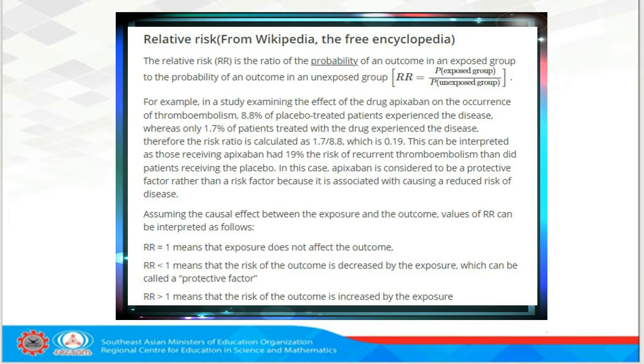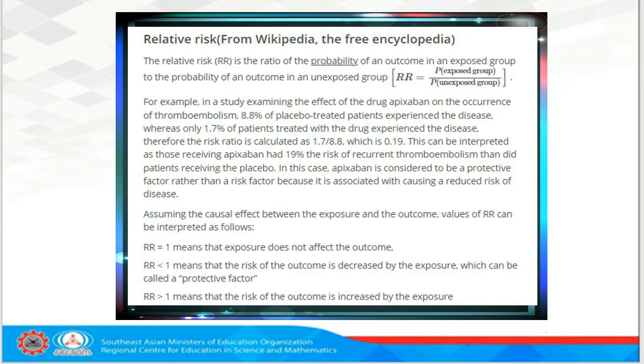This can be interpreted as those receiving apixaban had 19% the risk of recurrent thromboembolism than did patients receiving the placebo. In this case, apixaban is considered to be a protective factor rather than a risk factor because it is associated with a reduced risk of disease. Assuming the causal effect between the exposure and the outcome, values of RR can be interpreted as follows. RR equals 1 means that exposure does not affect the outcome. RR less than 1 means that the risk of the outcome is decreased by the exposure, which can be called a protective factor. RR greater than 1 means that the risk of the outcome is increased by the exposure.